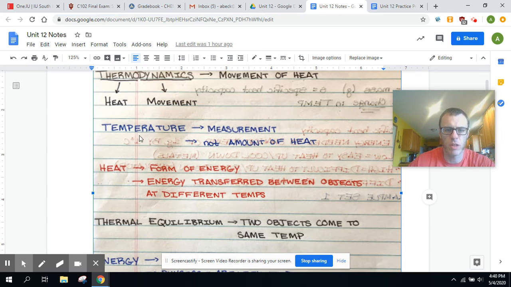So we've got to think about a few things here. Temperature, it's a measurement, it's not an amount. So it's a way that we measure heat, but it doesn't tell us exactly how much heat there is. Heat is a form of energy. It's transferred between objects at different temperatures.